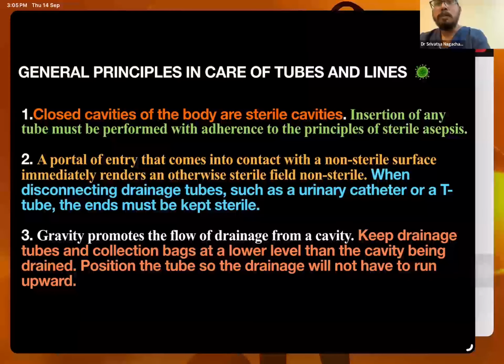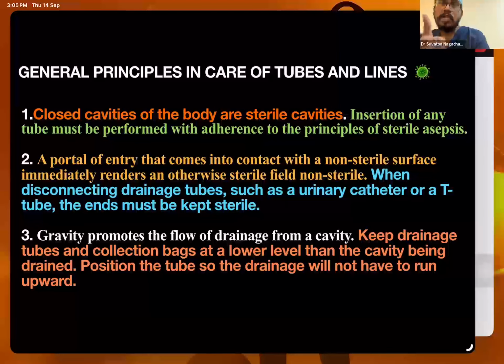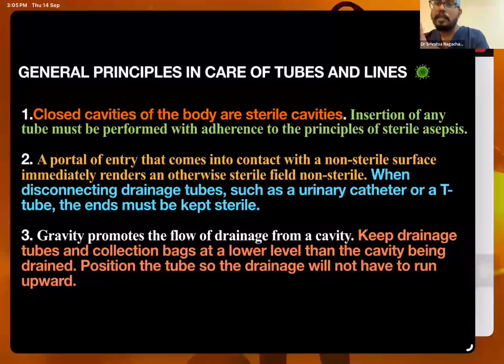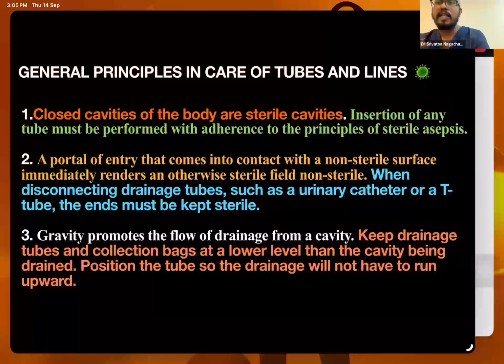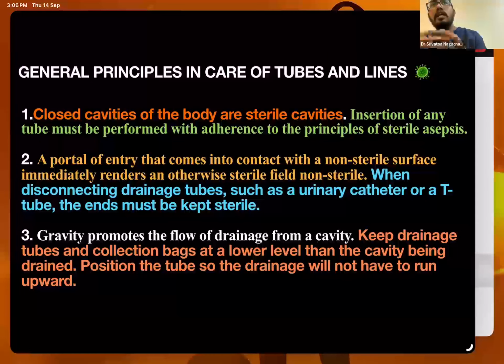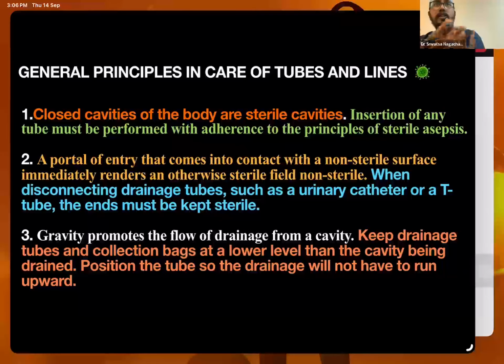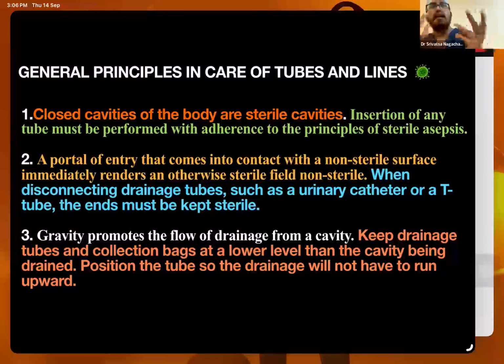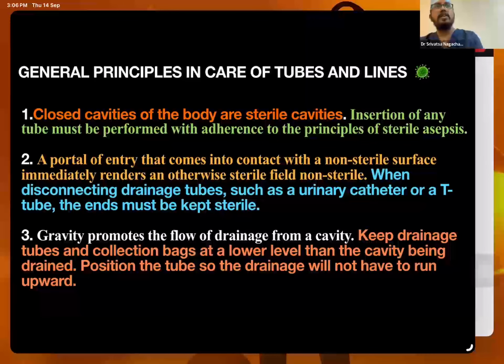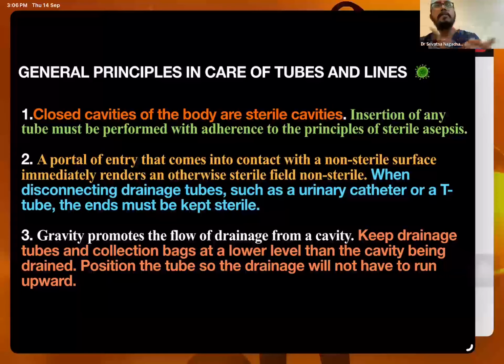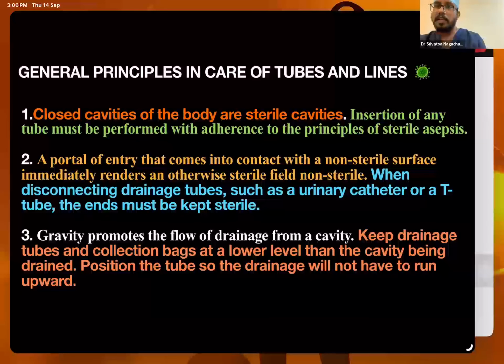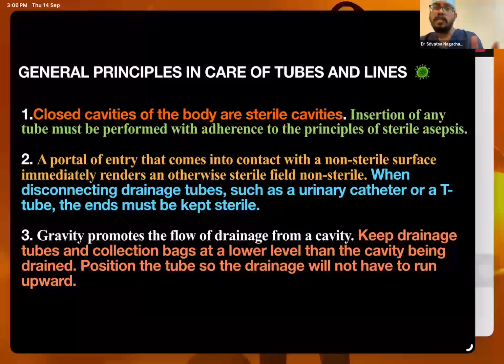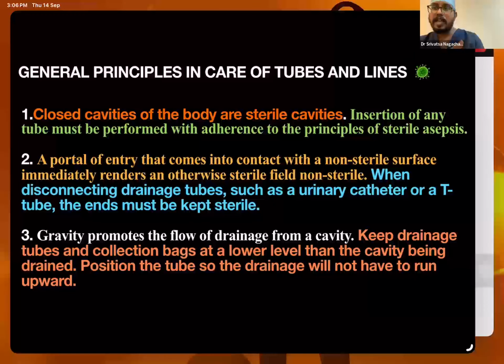Once you breach that cavity, or make a portal of entry that comes into contact with a non-sterile surface, it immediately renders an otherwise sterile field non-sterile. It means if you put in a line, you are making a pathway for bacteria to go inside the body cavity. So the sterile part eventually becomes unsterile, right? That is what is happening. So when disconnecting drainage tubes, such as a urinary catheter or an endotracheal tube, the ends must always be kept sterile.